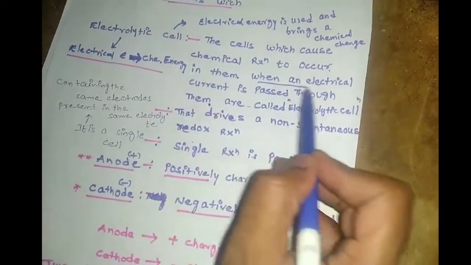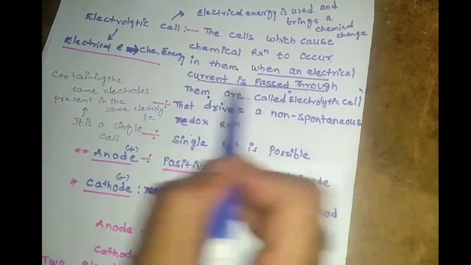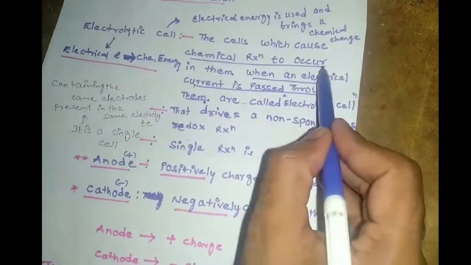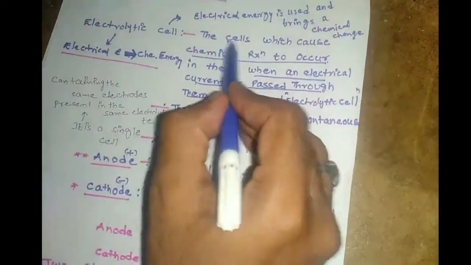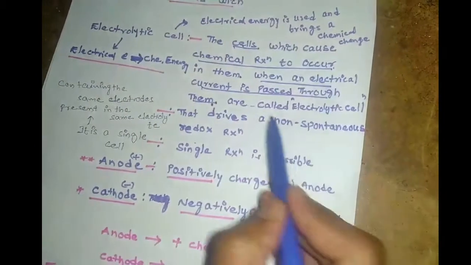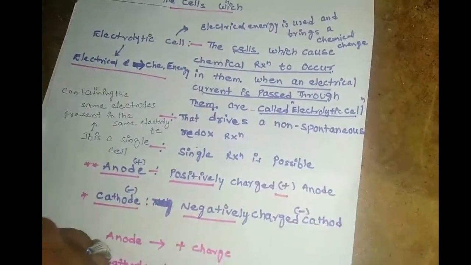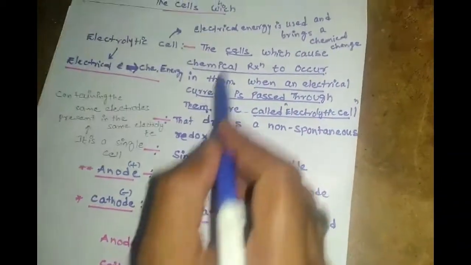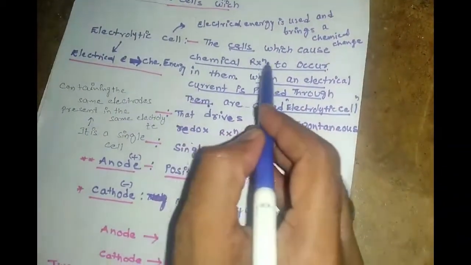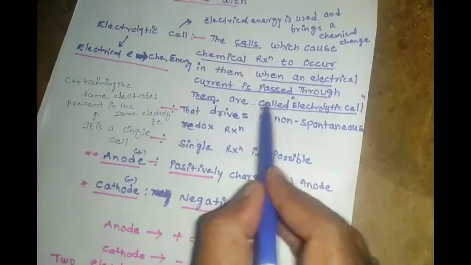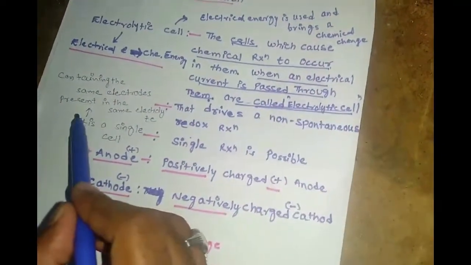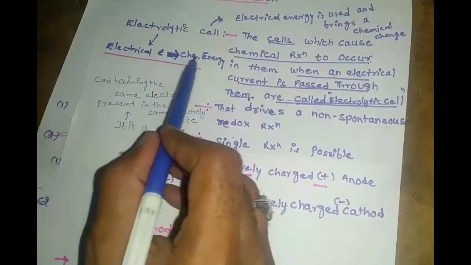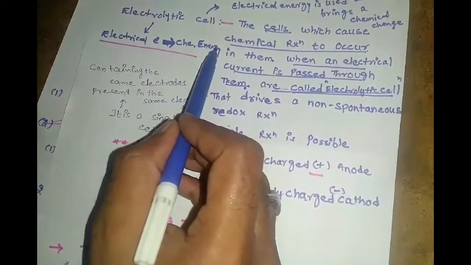When electrical current is passed through them, chemical reaction occurs in the cell. That cell is called an electrolytic cell. When an electrical current is passed through a cell, chemical reaction occurs. Those cells are called electrolytic cells. Simply here, electrical energy is converted into chemical energy.